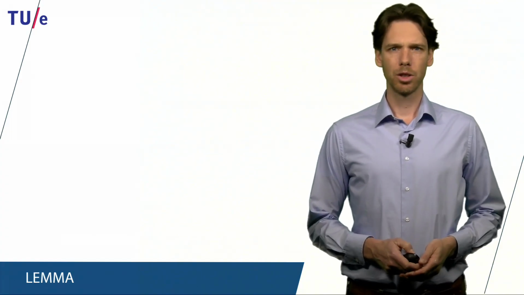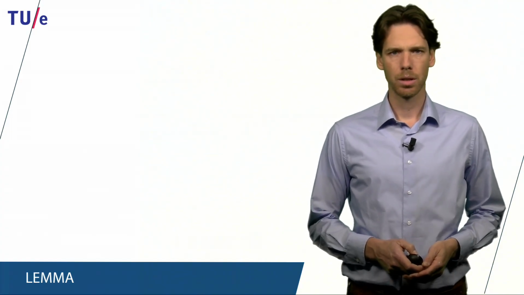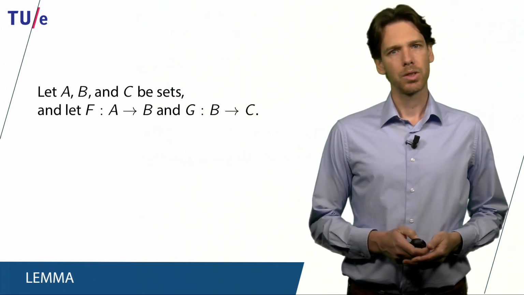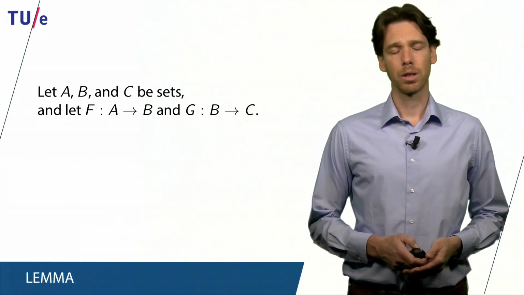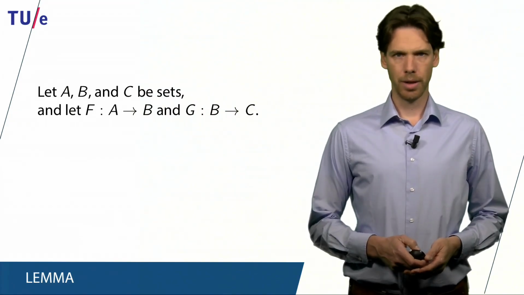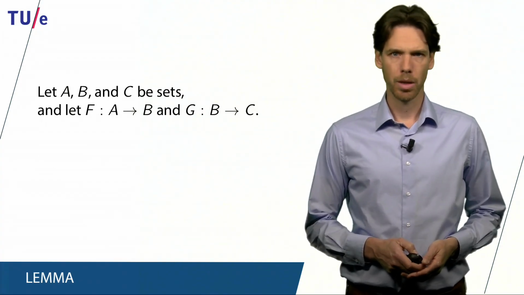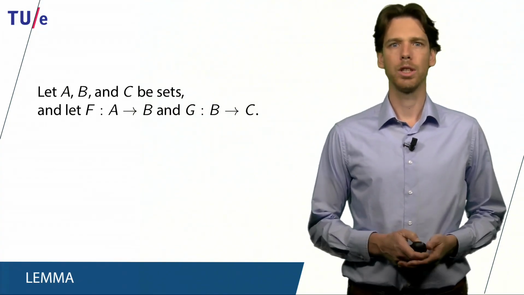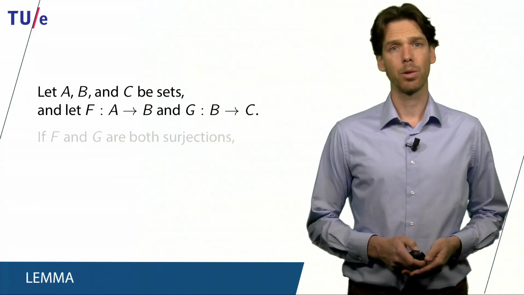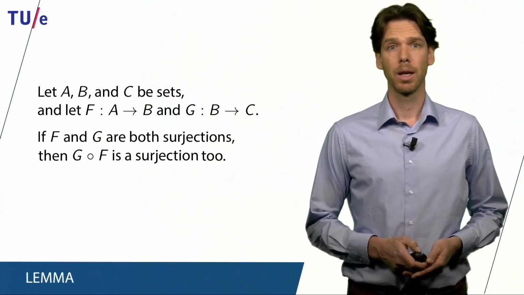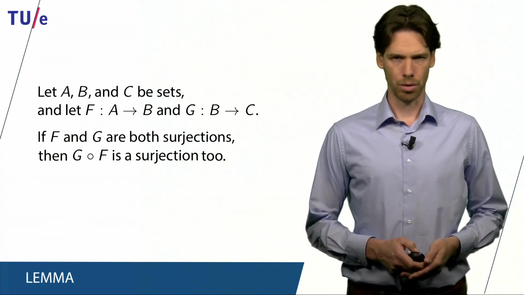We shall illustrate the two-way use of the property of surjection in the proof of a lemma. Let A, B and C be sets, and consider two mappings, f from A to B and g from B to C, then because the codomain of f coincides with the domain of g, we may compose these mappings. And we can state the following property. If f and g are both surjections, then g after f is a surjection too.